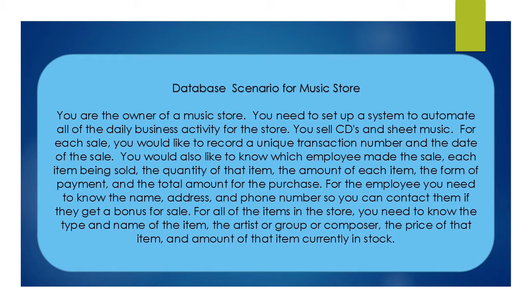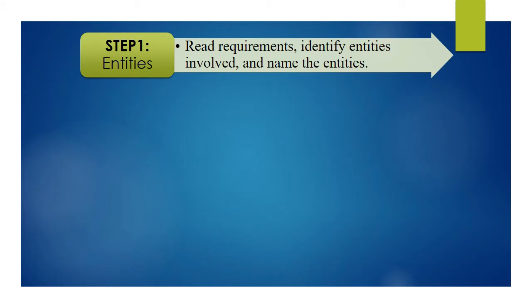For the employee, you need to know the name, address, and phone number so you can contact them if they get a bonus for a sale. For all of the items in the store, you need to know the type and name of the item, the artist or group or composer, the price of that item, and amount of that item currently in stock. So now let's take a look at the 7 database design steps.